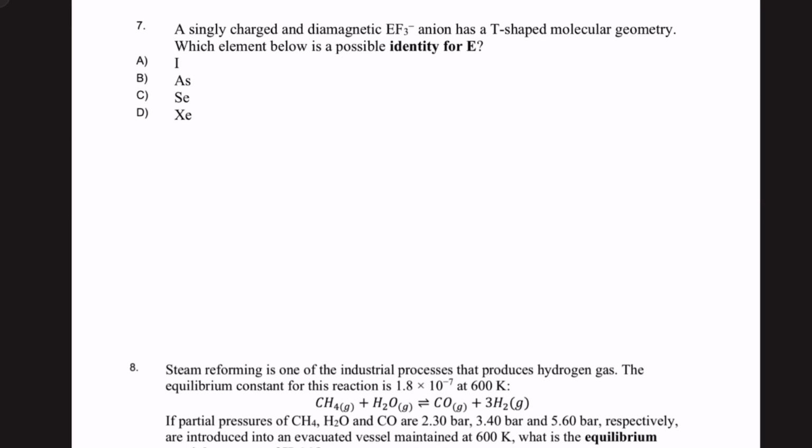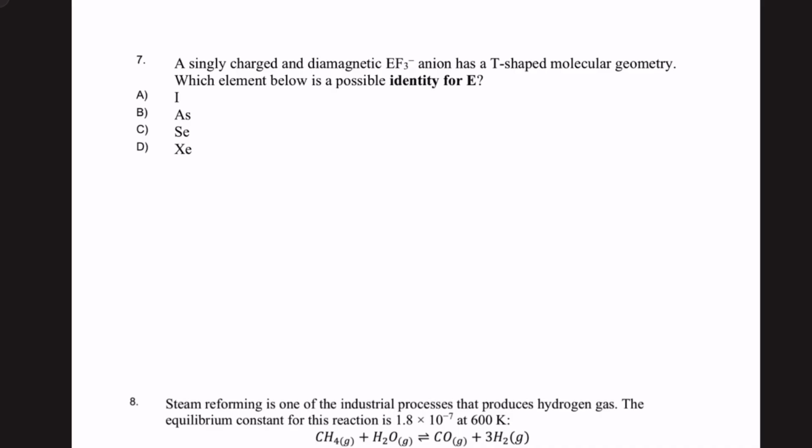whereas with SO3, all the oxygens are distributed equally. So question 7 is a singly charged and diamagnetic EF3- anion has a T-shaped molecular geometry. Which element below is a possible identity for E? So I think the way to go with this question is to just try all 4 options and see which one has a T-shaped molecular geometry. So I'm going to go ahead and just say that the correct answer is selenium, and I'll show you why, and I'm going to draw out the Lewis structure.